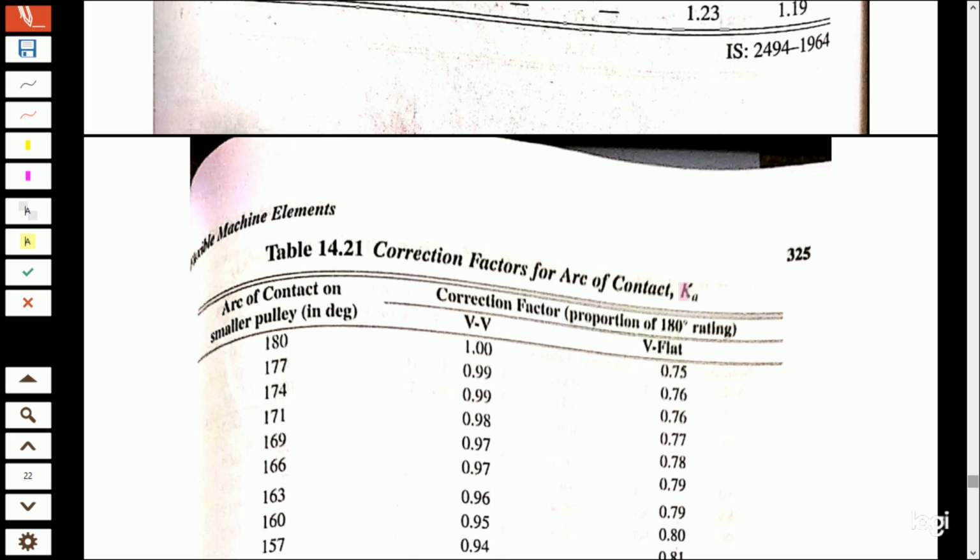Okay, using the equation pi minus capital D minus small d by C, into 180 by pi. I will explain that there. But the value I have obtained is how much? 162.7. Okay, so the value I have obtained is 162.7.